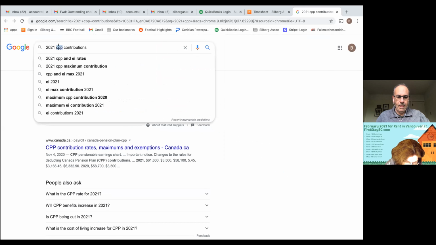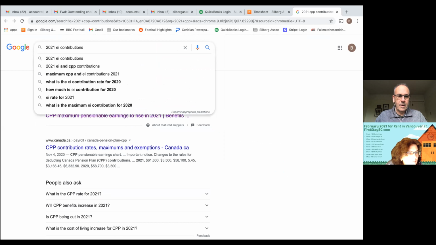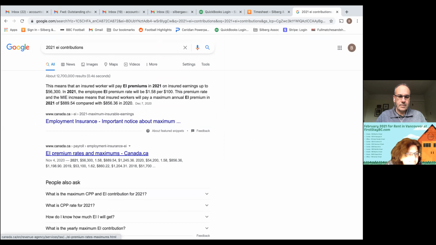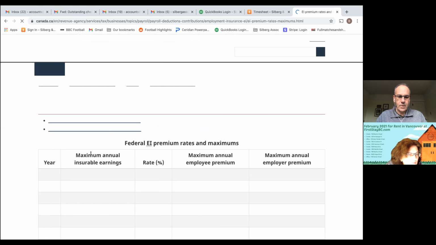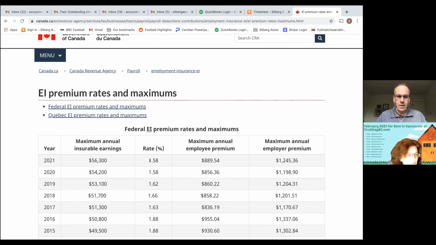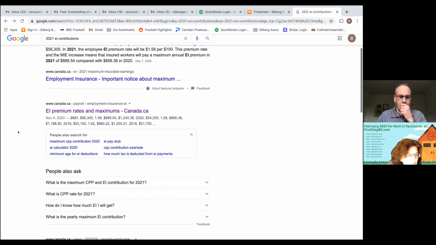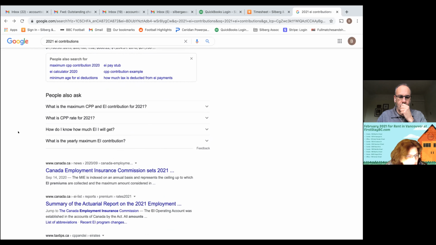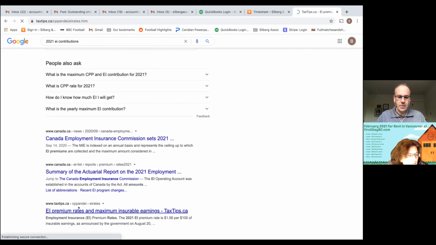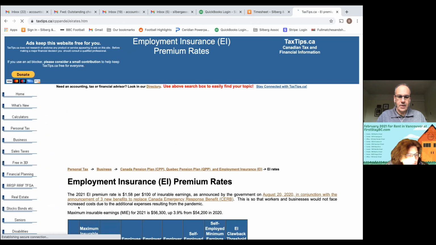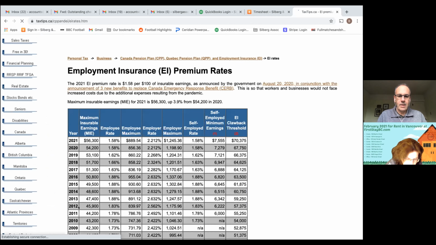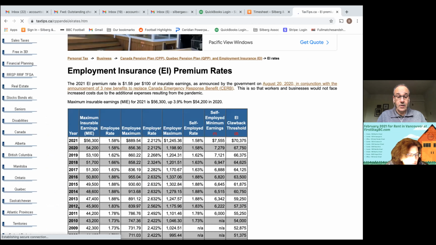Let's see, EI. No, that's one. 2021. No, that doesn't look right. It's sometimes hard to find this. Premium rates, this could be it. Okay, here we go, I think. It looks like, I could be wrong, it looks like, that's right, 1.58. It looks like that's the rate.